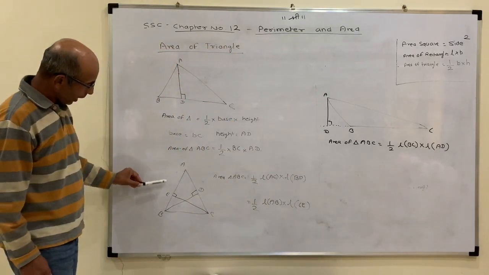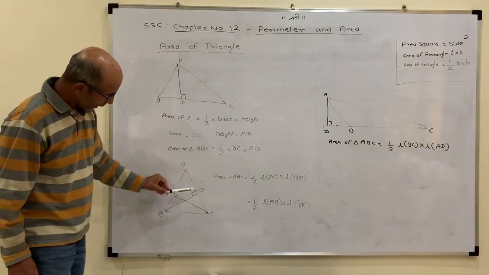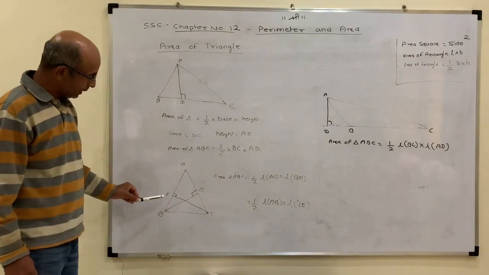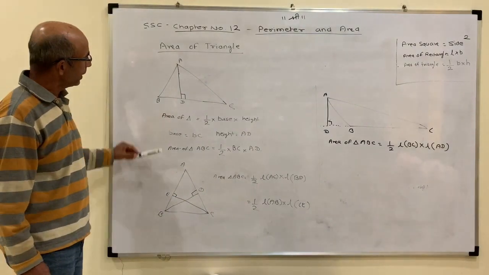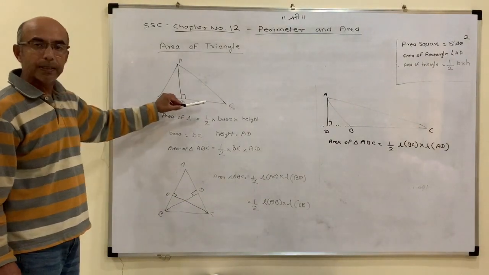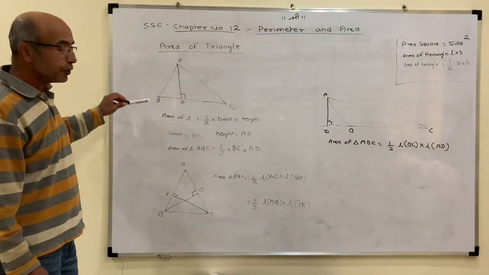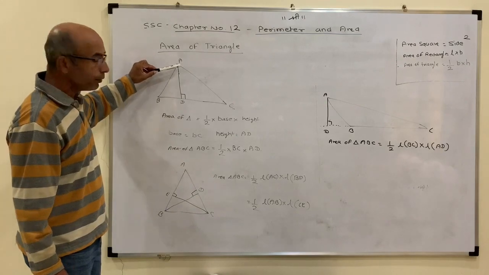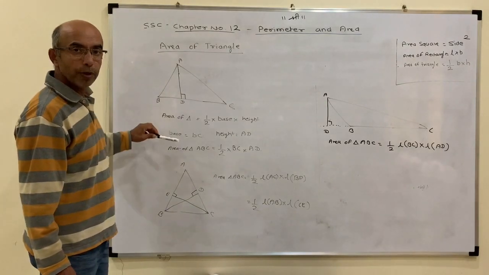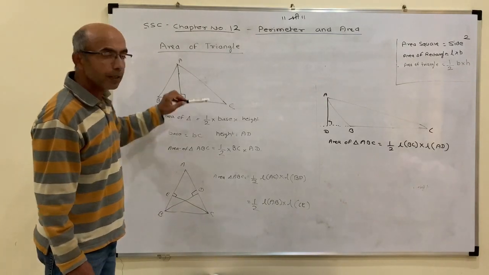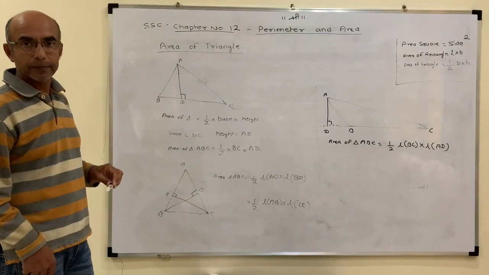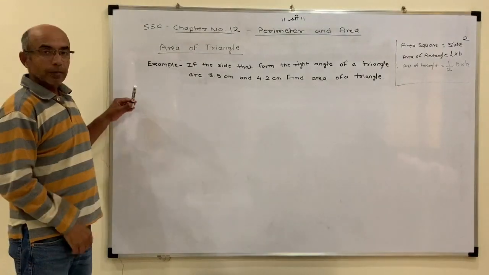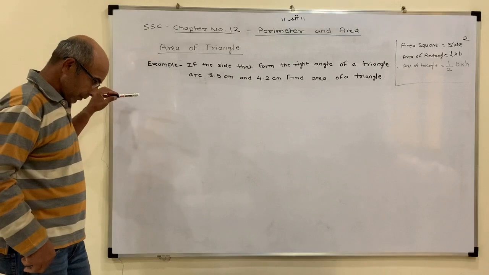Here I am putting a drop from B to D. Here I put a drop from C onto the AB. Here from A onto the BC. So this clarifies that you don't have to have it from A to D only. It can be from any vertex onto the opposite side. Now let's see the example.